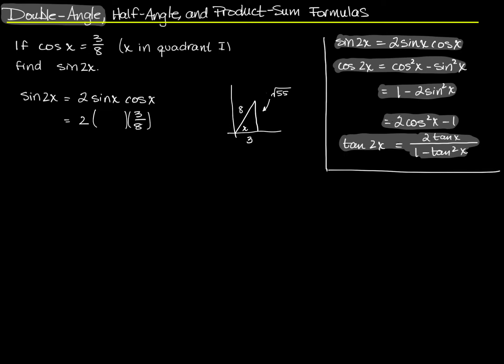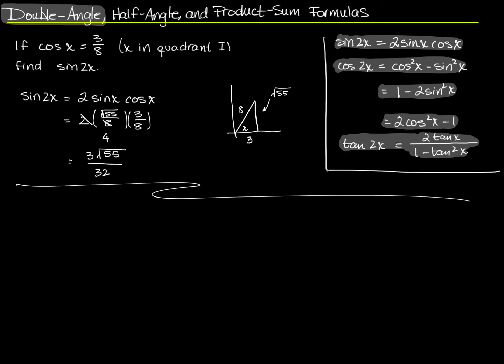So now I can figure out what the sine is. It's the square root of 55 over 8. I can reduce this, and I have 1 times 3 times the square root of 55 over 4 times 8, which is 32. Let's take a look at another one.